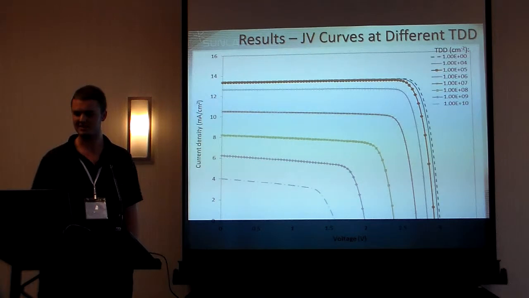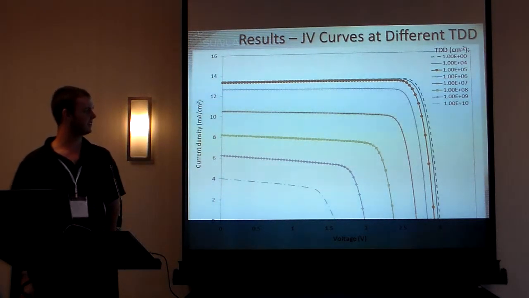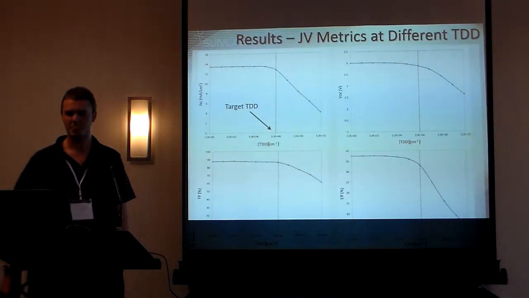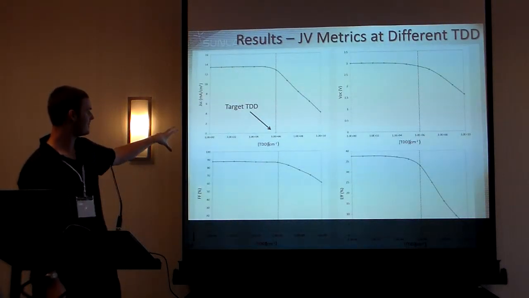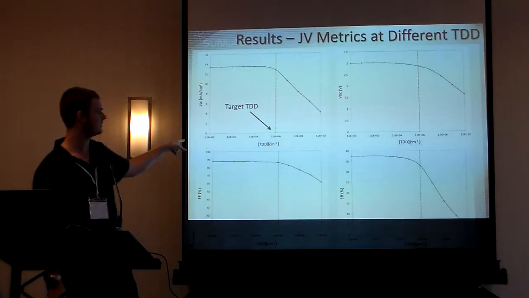This is JV curves as a function of TDD. So again, the performance of our solar cell will decrease with the TDD, which is just threading dislocation density. So here are the JV metrics: JSC, VOC, fill factor, and efficiency as a function of TDD.